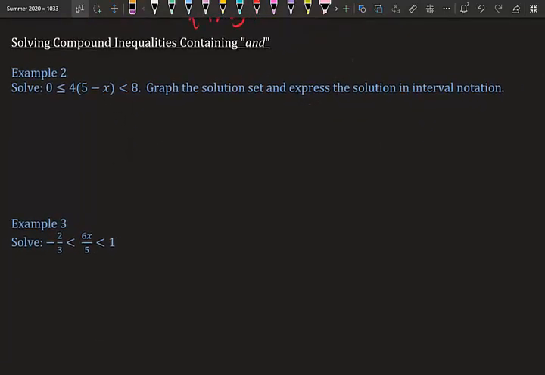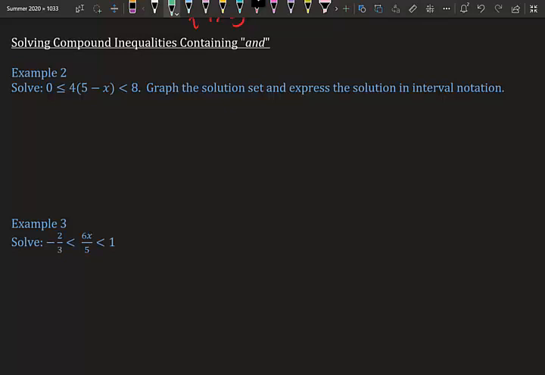Solving compound inequalities containing "and." So this is a compound inequality because we're given two inequality signs. So we have 0 is less than or equal to 4 times (5 minus x), which is less than 8. We're going to graph the solution set and express the solution in interval notation. So we just have to solve for x. So we have two problems here.